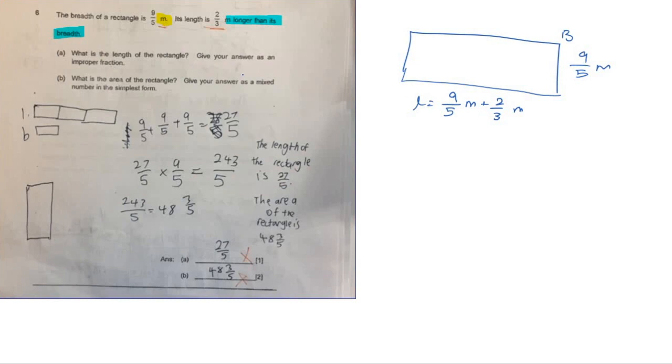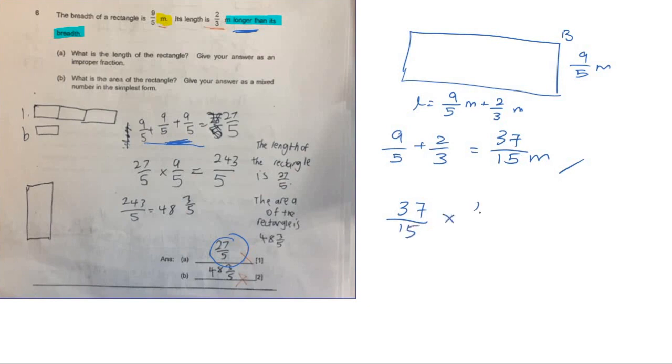Then it's asking what the length of the rectangle is. The length is 2/3 meter longer, which will give you 37/15 meter. This is the first portion. Then the second portion: what is the area of the rectangle? Is it easier? Area is length times breadth. If I already know my length is 37/15, I'm going to multiply by 9/5. When I do such a multiplication, right?